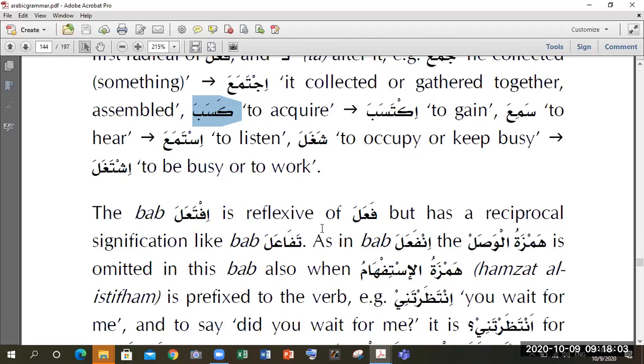The battle of Tabuk is discussed there, when some people did not join Rasulullah sallallahu alaihi wasallam for the battle. When the Prophet came back, they were giving excuses. They were saying, "Shaghalatna amwaluna," our wealth kept us busy. Maybe they were farmers and they were saying our crops were ready, that's why we couldn't join you. We had to harvest the crops. So they were giving excuses.